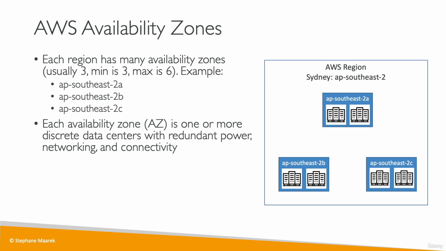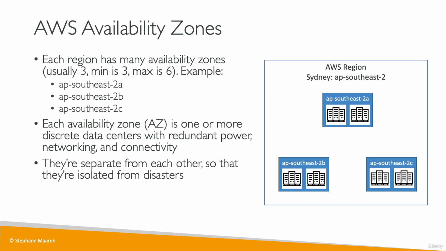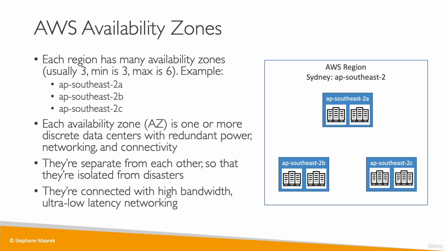But what we know is that these availability zones are separate from each other so that they will be isolated from disasters. So if something happens to ap-southeast-2a, we know that it is designed not to cascade into ap-southeast-2b or ap-southeast-2c. So they're really isolated from disasters. And then these availability zones are connected with high bandwidth, ultra low latency networking, and therefore all together, being linked together, they will form a region.